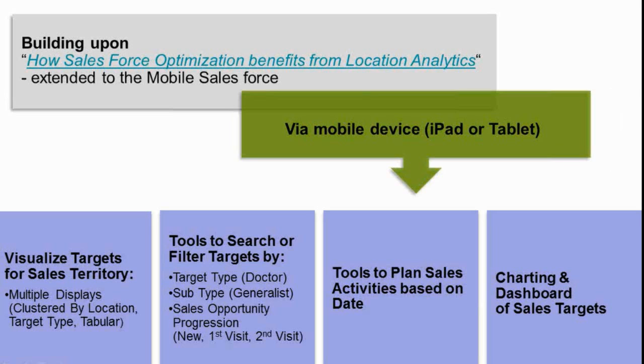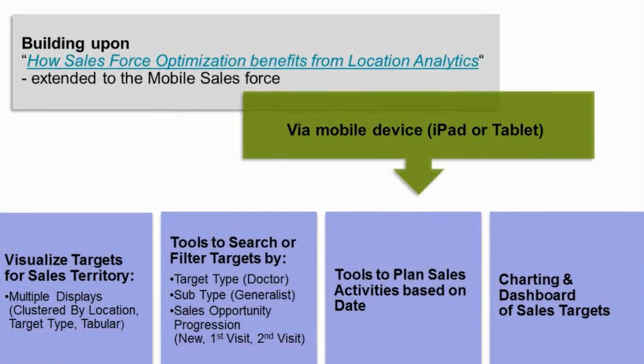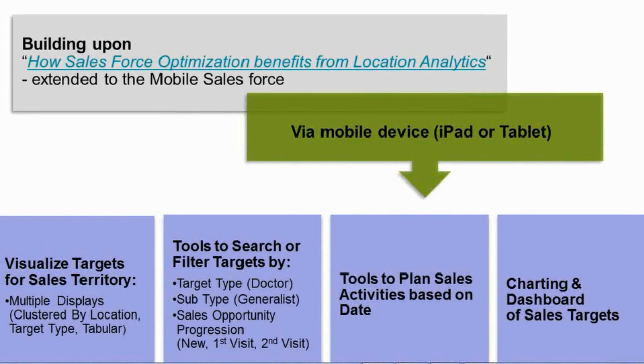I'll show you a little bit of how you can use the application to do planning of your daily activities based on, again, all those different dimensions that we're seeing: target type, target subtype, sales opportunity progression. And we can add scheduling into that. So I want to visit these contacts this day, these contacts another day. And then I'll show just a quick bit of charting and dashboarding of some sales activity that is nice to have for the distributed workforce.